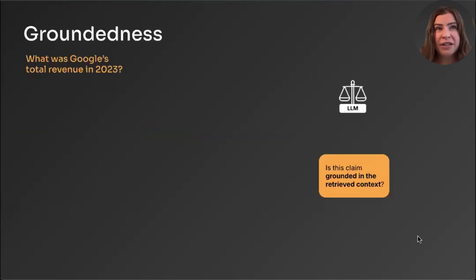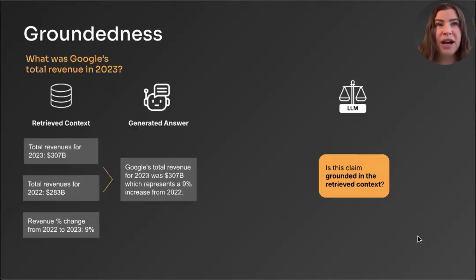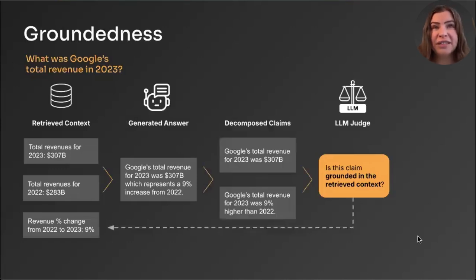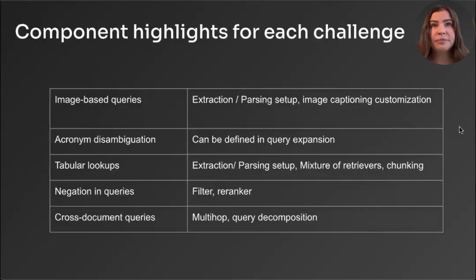And then for our groundedness checks, let's say if you had a query like what was Google's total revenue in 2023, we would be doing a check with an LLM, with our LM unit LLM. Is this claim grounded in the retrieved context? And so we take that retrieved context, we look at the generated answer, we decompose that answer into claims, and then that LLM judge will compare those claims to the retrieved context and provide a score. Like in this case, yes, these are grounded in the information that was presented.